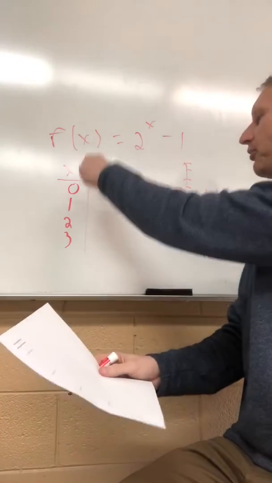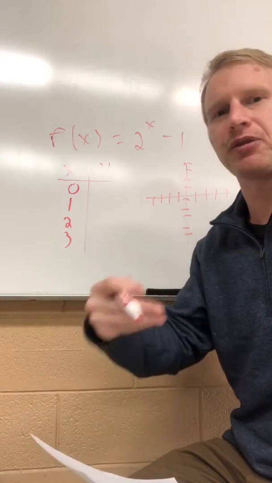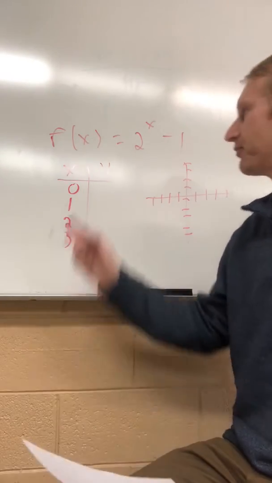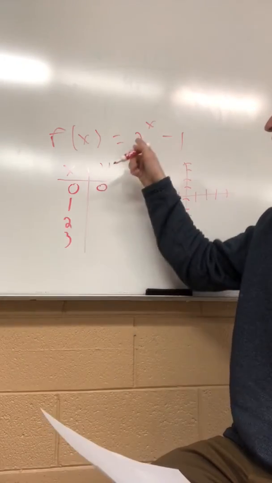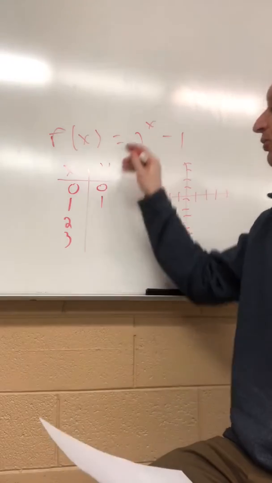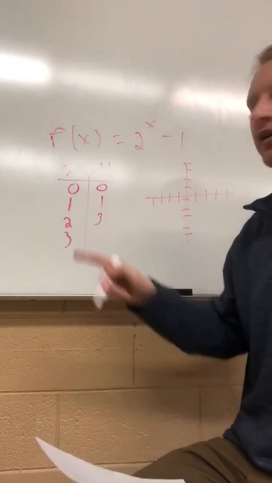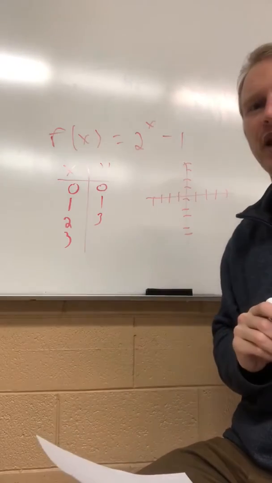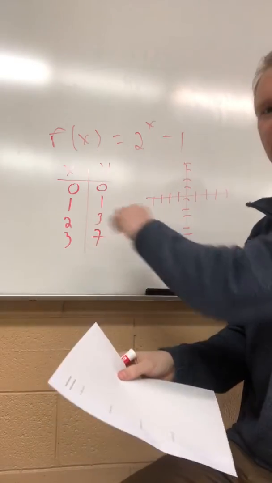All right, we'll put 0 in there. 2 to the 0 power is 1. Remember that anything to the 0 power is actually 1. So we get 1 minus 1 is 0. Put 1 in there. 2 to the first power is 2. Minus 1 is 1. Put 2 in there. 2 to the second power is 4. Minus 1 is 3. Then put 3 in there. 2 to the third power is 8. Minus 1 is 7. We have our table of values.